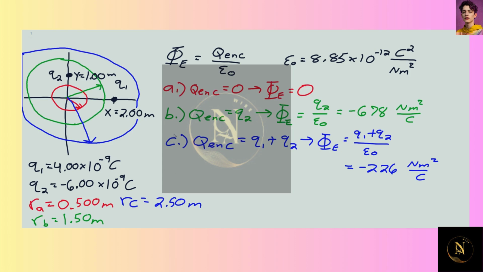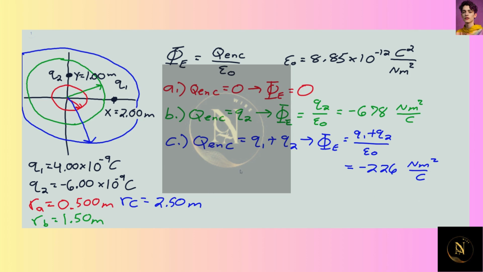And then part C is the total enclosed charge at 2.50 meters. Well, that circle includes both Q1 and Q2, so the total enclosed charge is simply Q1 plus Q2. So the net electric flux is this total net charge divided by epsilon naught. So we sum 4 times 10 to the negative 9 plus negative 6 times 10 to the negative 9 coulombs. So we have that total enclosed charge divided by epsilon naught gives us negative 226 Newton meters squared per coulomb.